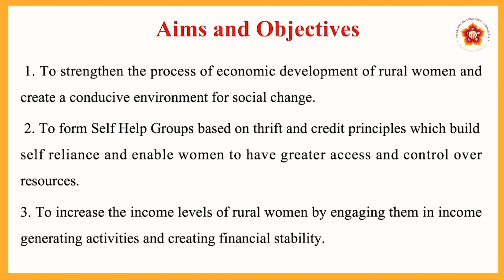So, basically what were the 3 points? First, to create a conducive environment for them by strengthening the process of economic development. How? By forming these kind of self-help groups which are based on thrift and credit principles. So, they have to save some amounts and pool in. So, they have now a particular amount for them to invest or for their use, and then to increase the income levels of rural women by engaging them in income generating activities. So, now as they have money, they can start a small business or a small industry, cottage industry or anything which can be called an income generating activity for them, and that will create a financial stability for them.